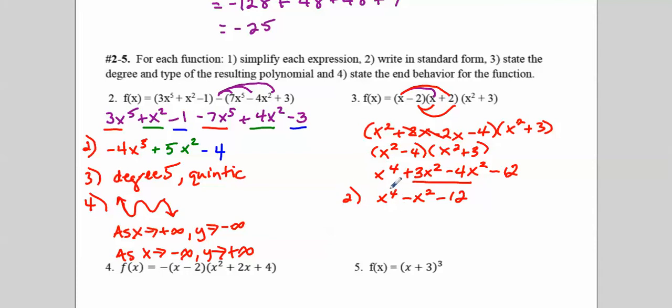Standard form means that the largest exponent term comes first, and then the next largest exponent term going on. Alright. The degree is the largest exponent, so the degree is 4. And that makes it quartic.